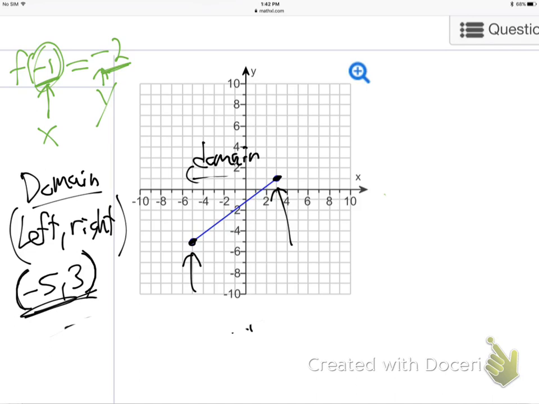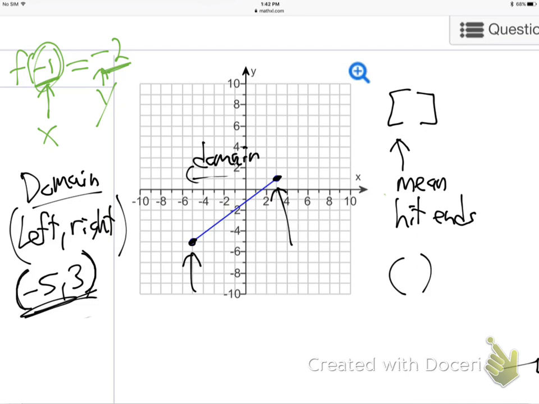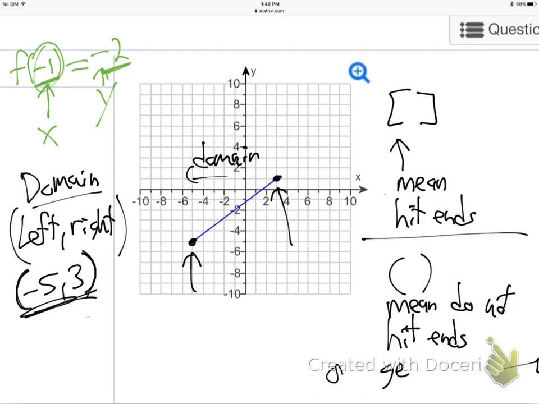Did we talk about that Monday? I can't remember. Parentheses mean you don't hit the ends. Brackets mean you do. We didn't talk about that. I think in my other class, I get confused. They're very similar. So, yeah, if you have brackets, let me write that then. Brackets mean you hit the ends, and parentheses mean you do not hit the ends. You only get close. So we want parentheses on this one, not brackets, because of the open dots.